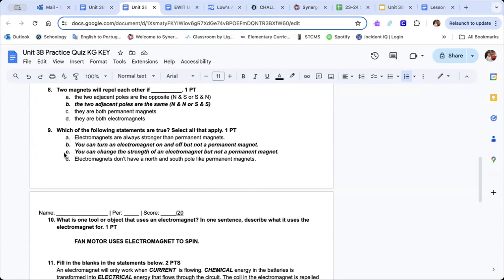And C, you can change the strength. So if I want my electromagnet to be stronger, I can turn up the amount of current in there or add more loops to make a stronger electromagnet.